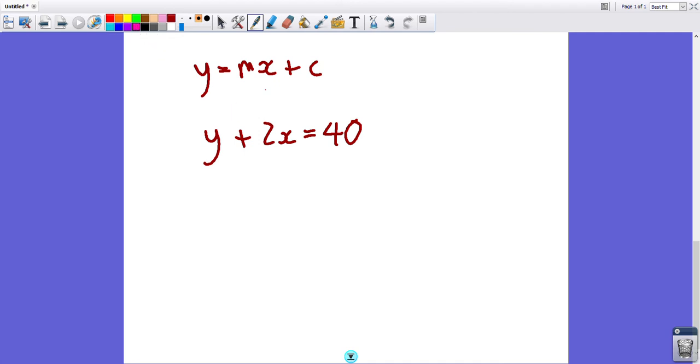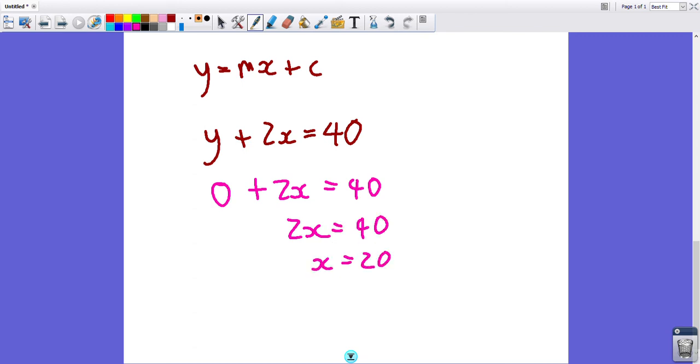Once again, if I'm looking at the x-intercept, I'm going to call y 0. y is always 0 on the x-axis, so I'll call it not y plus 2x but 0 plus 2x equals 40, 2x equals 40, and finally x equals 20. So the coordinate of the x-intercept in this case will be 20, 0. Alright, so that's a quick couple of examples of how to find the x-intercept.